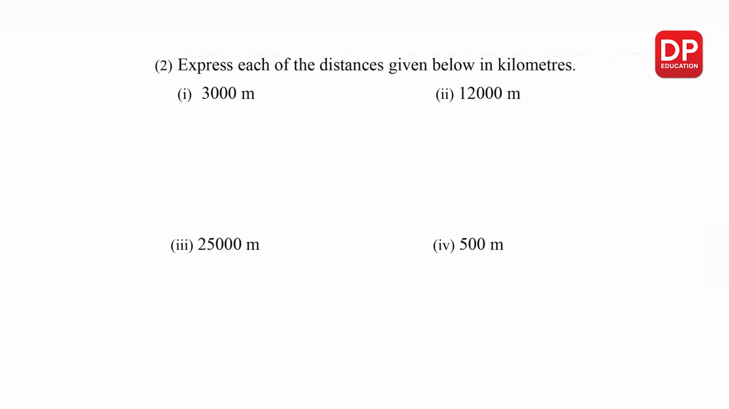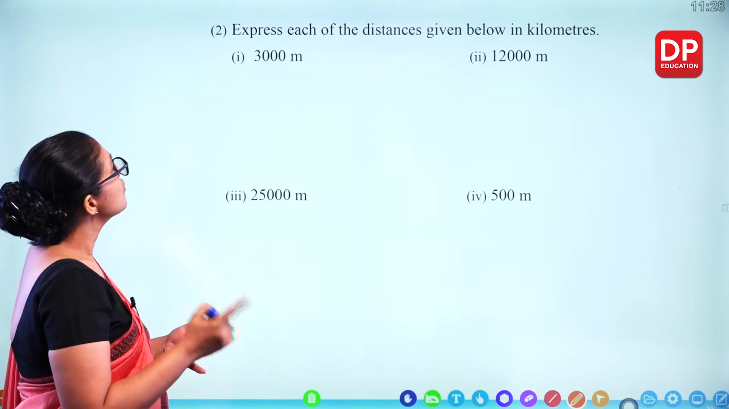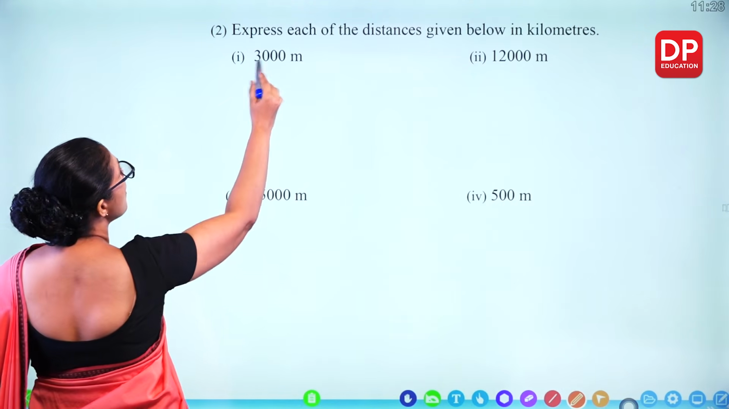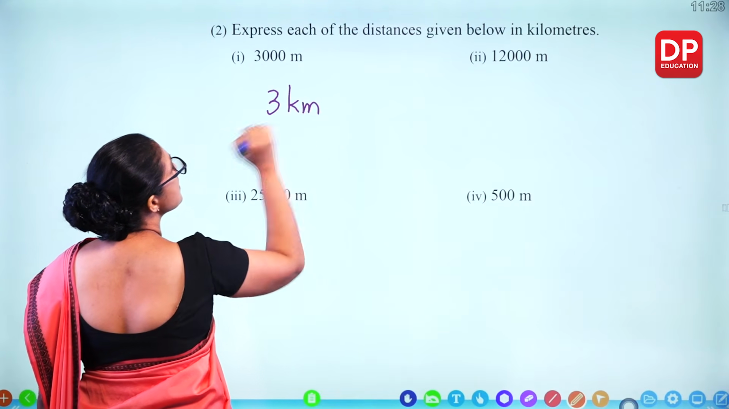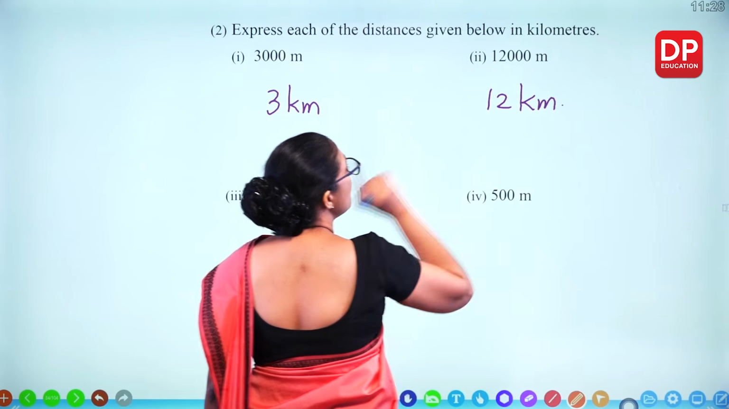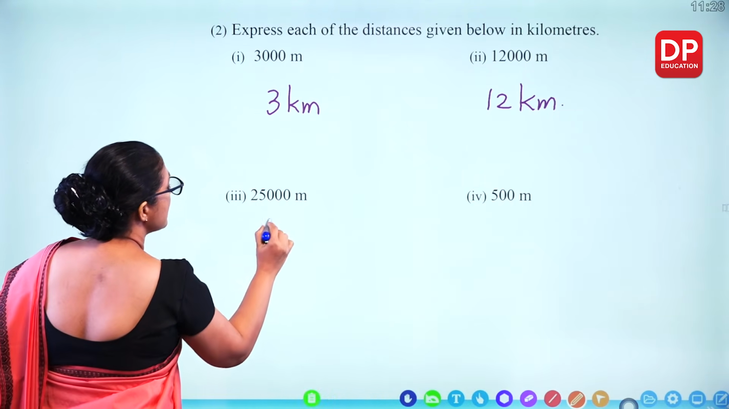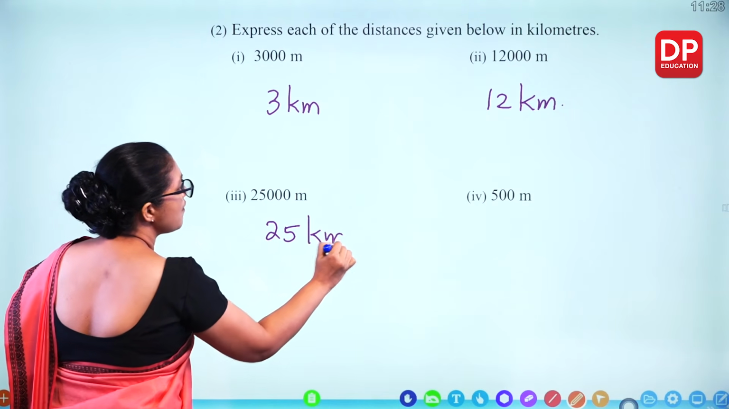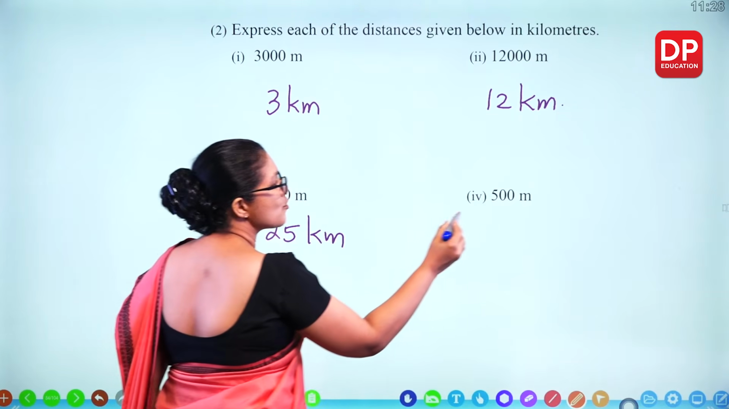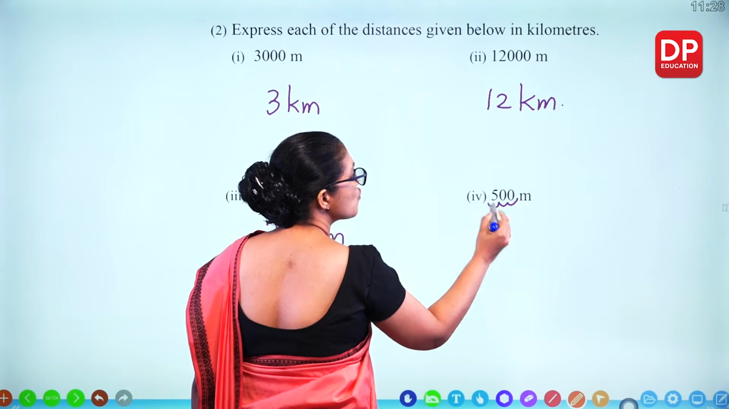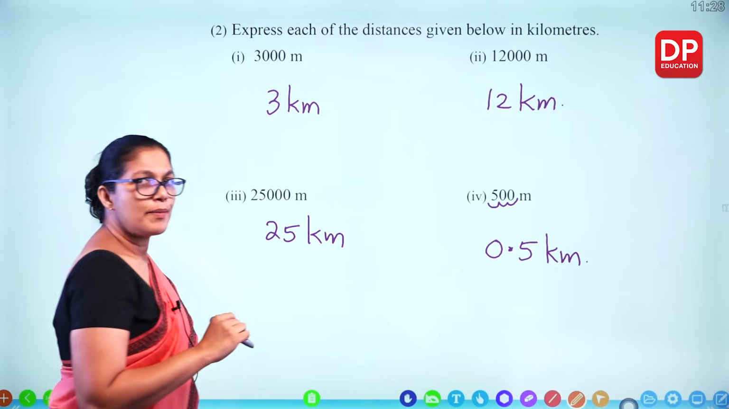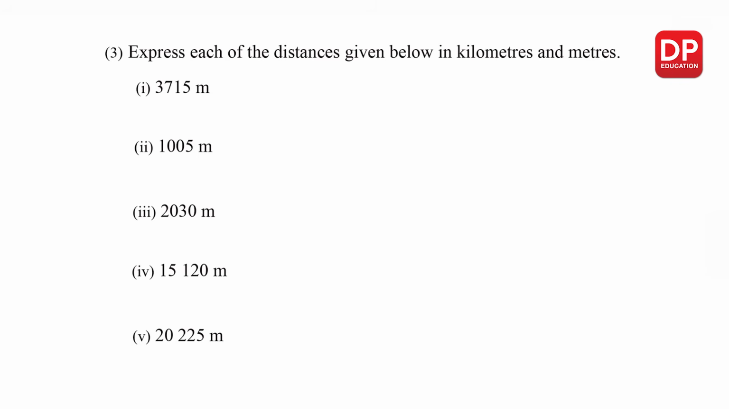Express each of the distances given below in kilometers. So divide by 1000. Divide by 1000 means 3 zeros get cancelled out. 3 kilometers. These 3 get cancelled out. 12 kilometers. These 3 get cancelled out. 25 kilometers. Now here there are no 3 zeros. So you move the decimal place 3 places to the left. 0.5 kilometers.